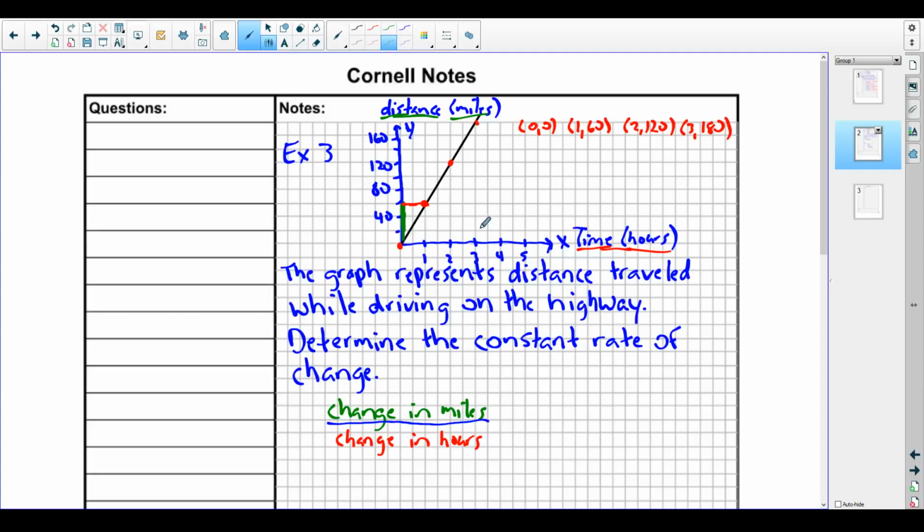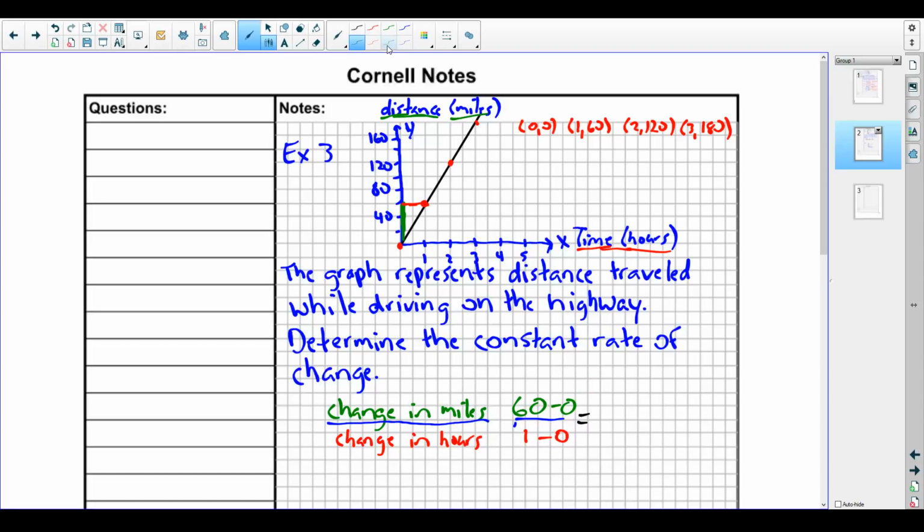Or we can also say, literally, what is the difference between them? Like our miles, we're saying, what's the difference between 60 and 0? Which is 60. And then at the same time, our time, what's the difference between 1 and 0? And this should be equal to anywhere else on the line.